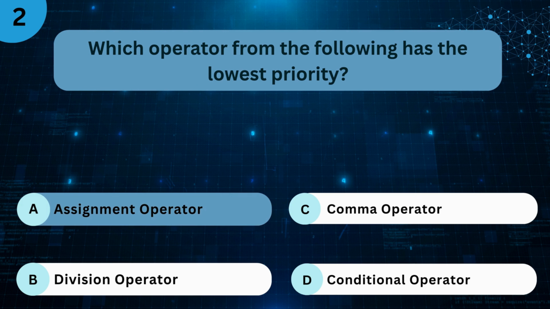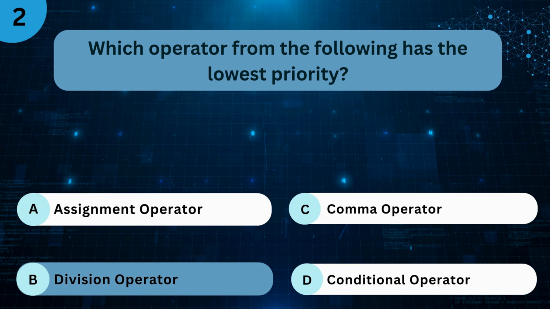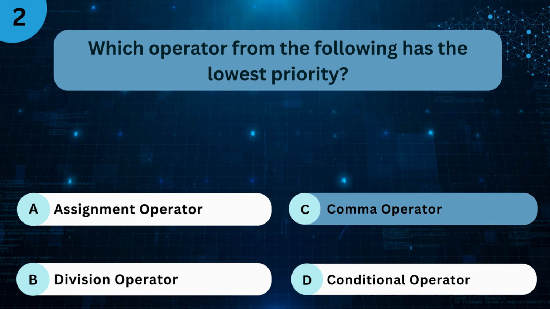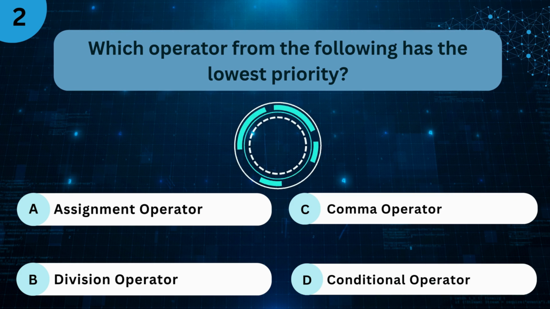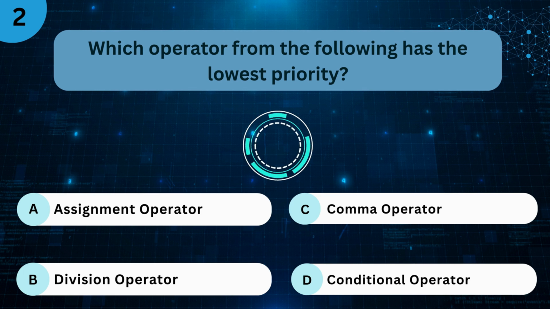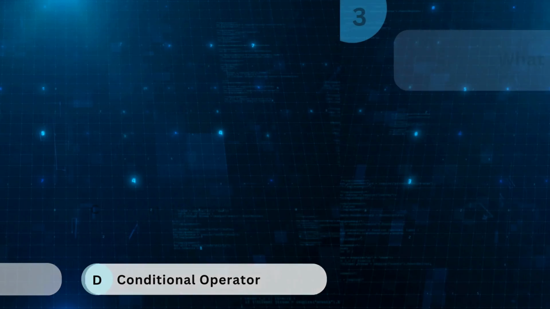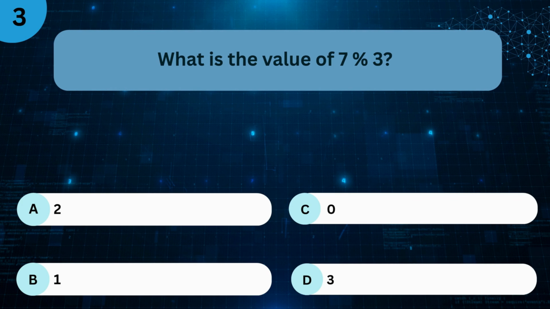A. Assignment operator. B. Division operator. C. Comma operator. D. Conditional operator. The right answer is C. Comma operator. What is the value of 7 % 3?